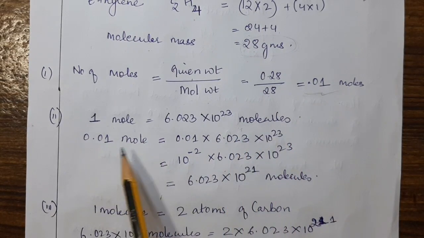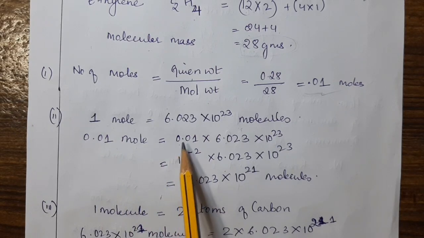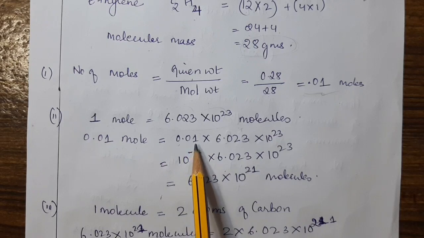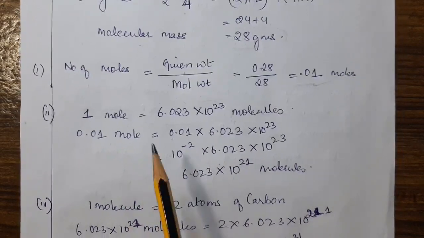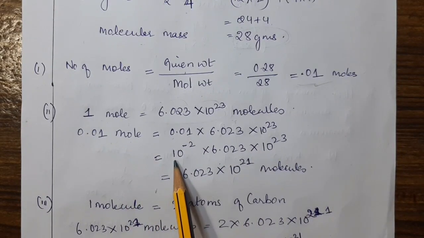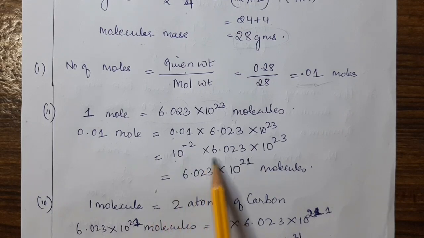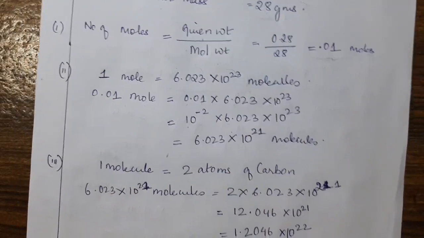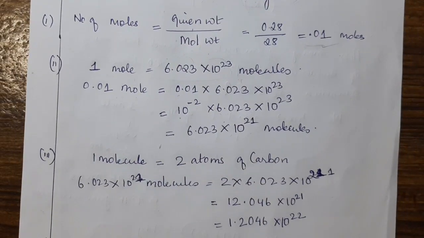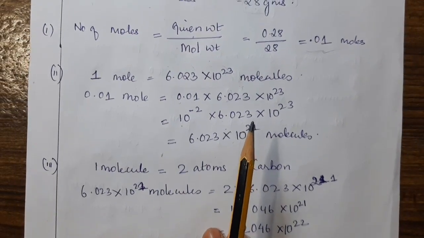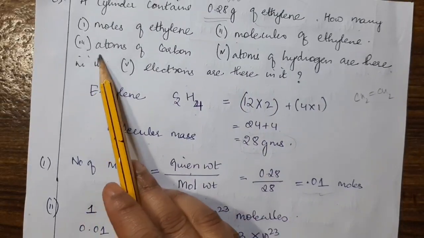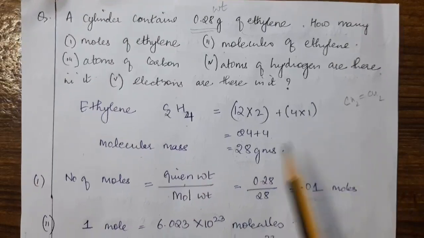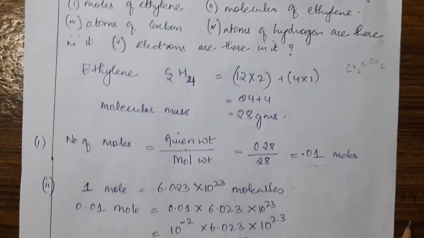0.01 moles. 0.01 mole equals 6.023 into 10 to the power 23 multiplied by 0.01. And 0.01 we can write as 10 to the power minus 2. So we get 6.023 into 10 to the power 21 molecules. The next one, we have to find out how many atoms of carbon are there.